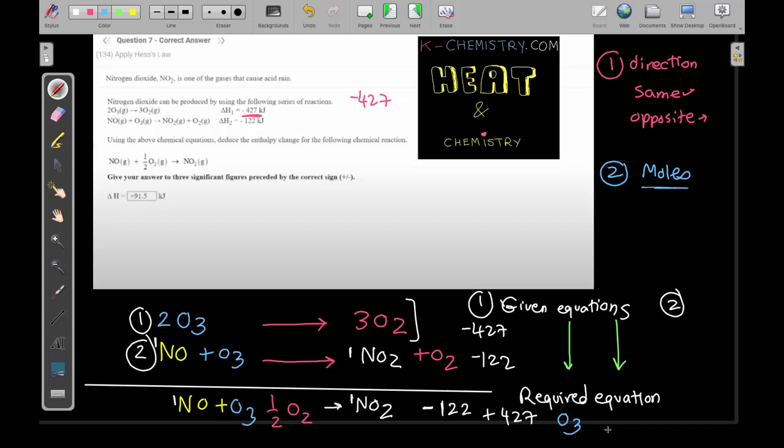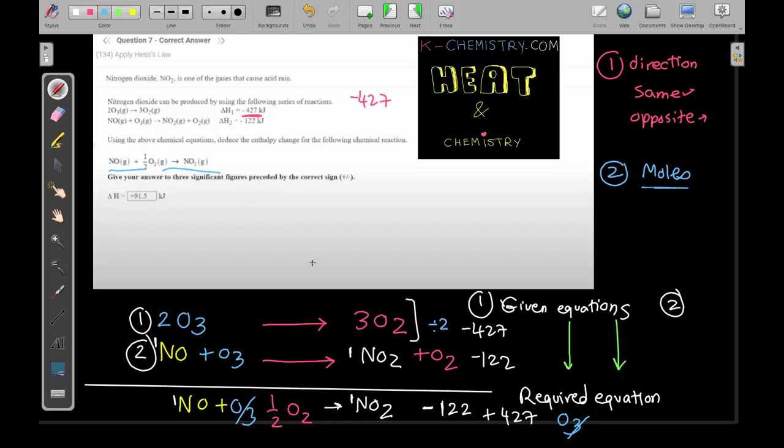And the first equation has O3 here, but the O3 here is 1 mole. So you have to divide this 1 by 2. So divide this 1 by 2. So when you divide it by 2, it will be O3. And when you put the other O3 here, these two will cancel out, so they will not show in the final equation. So all you have to do is divide the first one by 2.